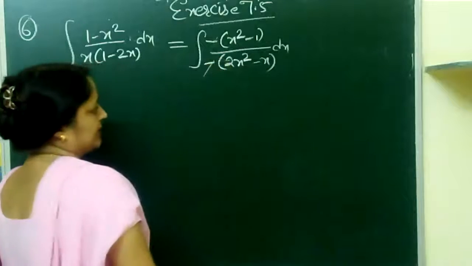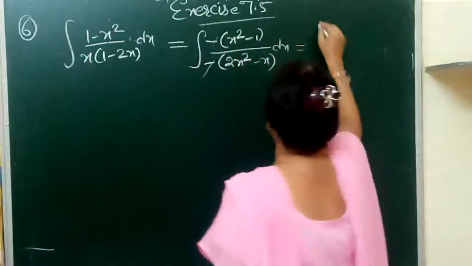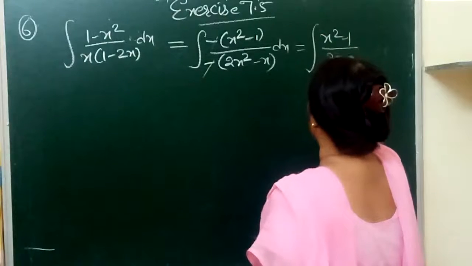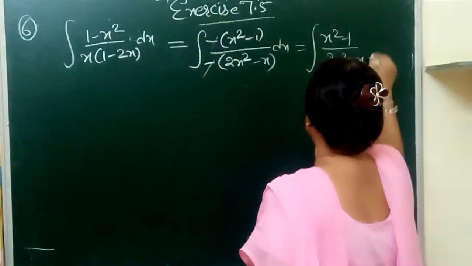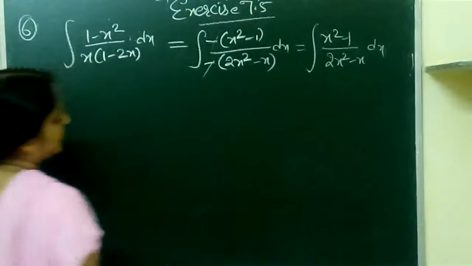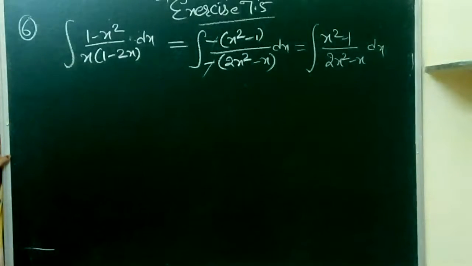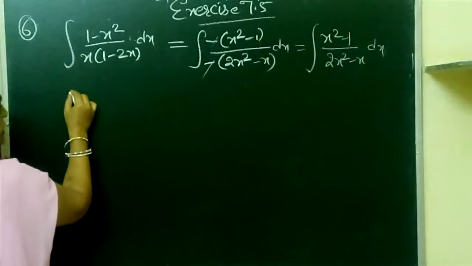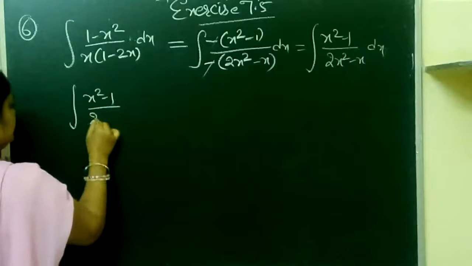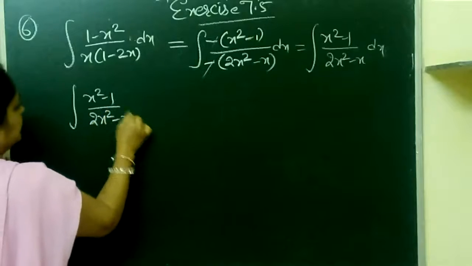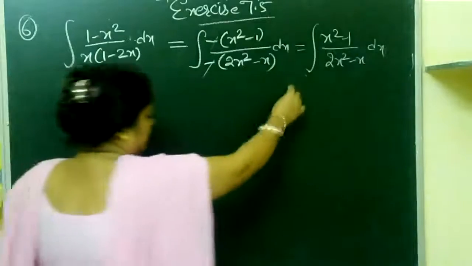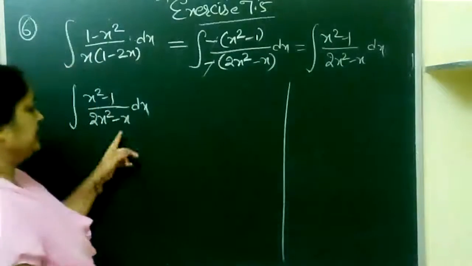After that this minus cancels. What is remaining? It will come (x square minus 1) upon (2x square minus x) dx. Now students, first of all make it a proper fraction. So how can you make this a proper fraction? We will divide the numerator by the denominator. So I am telling you how you will divide this.